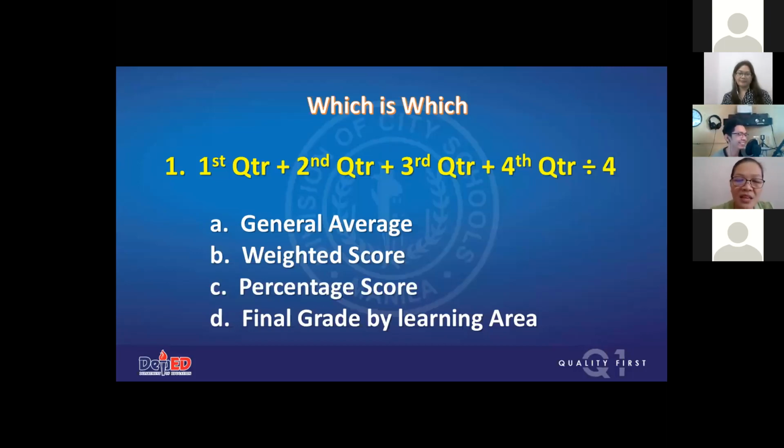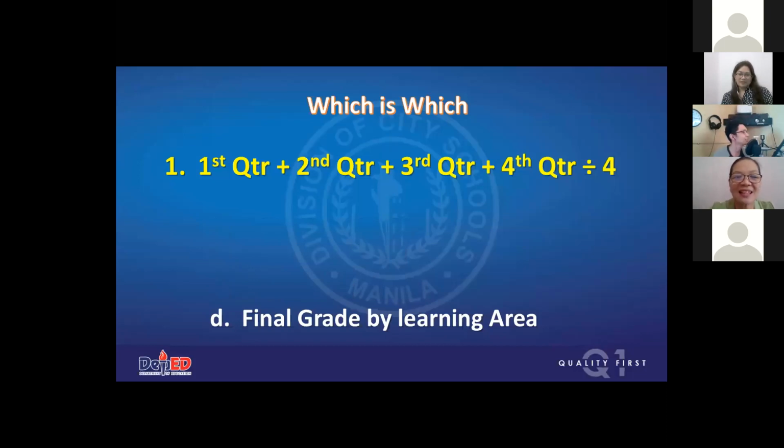Wow, there are 774 answers. And they answered some D and some A. Tingnan natin ang sagot. First quarter, second quarter, third quarter, fourth quarter, divided by 4, is the final grade by learning area. Palakpakan natin ang mga nakakuha ng tamang sagot. Horizontal part doon sa card, then divide by 4, that's the final grade. Okay, let's have number 2.